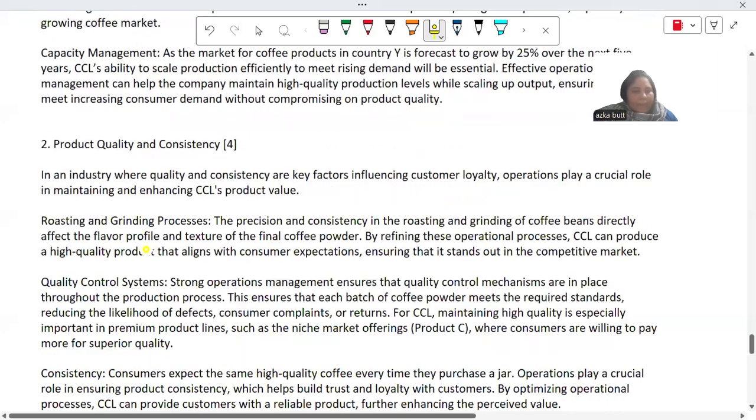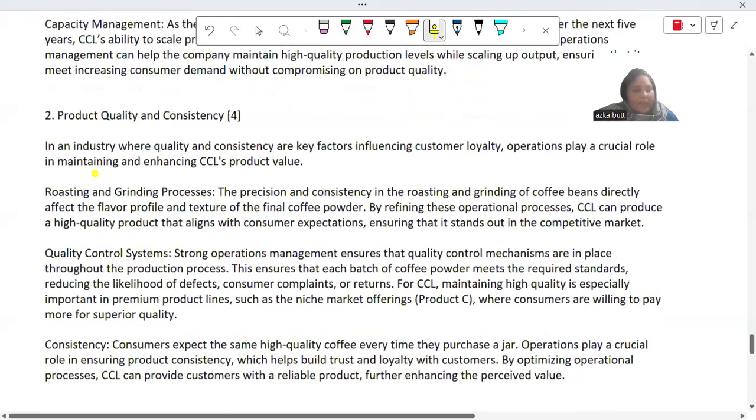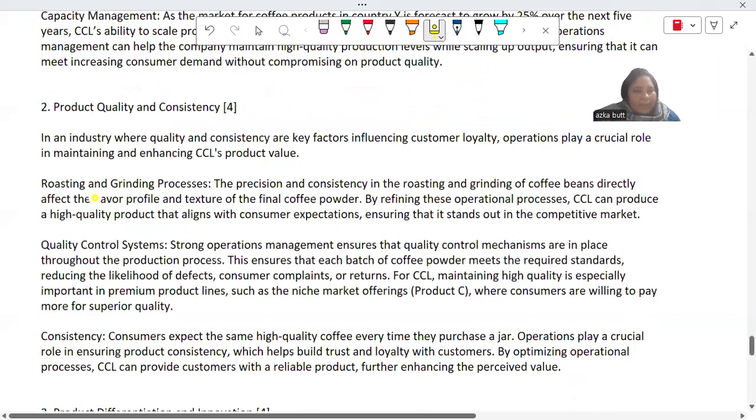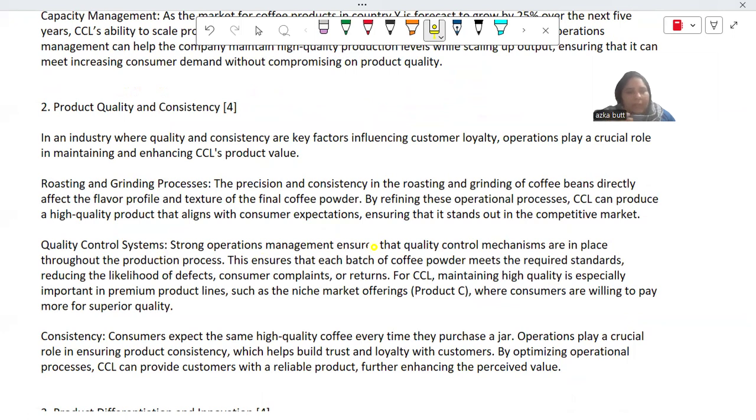And the second one you can write is quality control system. Basically, I have written extra points here. But in an evaluation question, you just need to write two benefits, two disadvantages, and in the end write a conclusion. And at the start, write the definition of any keyword which they have used.